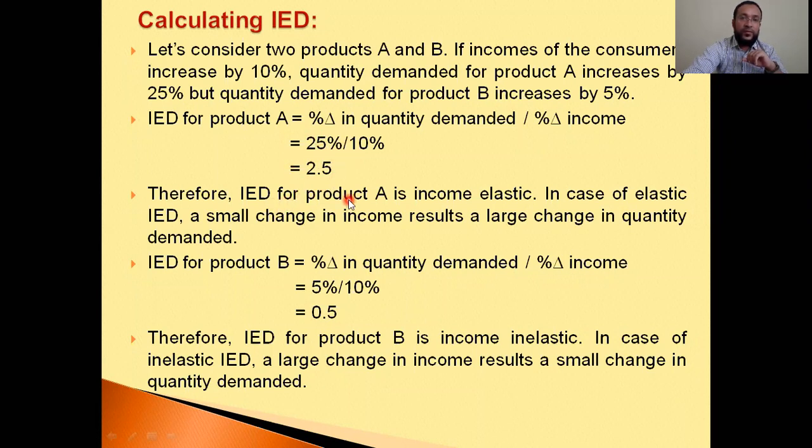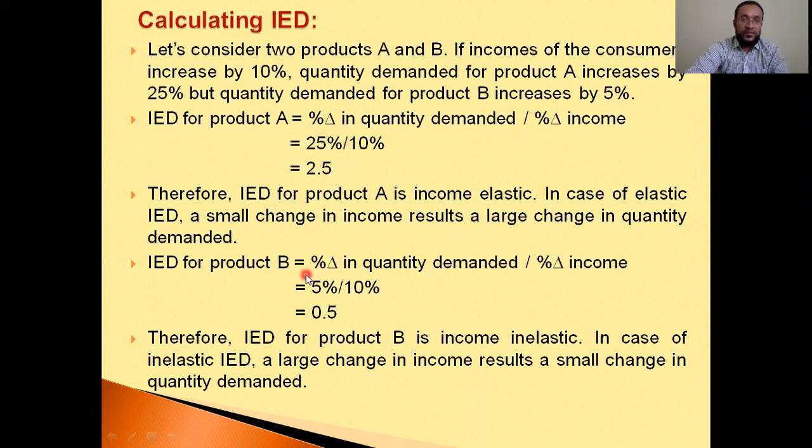Therefore, IED for product A is income elastic. In case of elastic IED, a small change in income results in a large change in quantity demanded. It is clear here, income increased by 10%, but quantity demanded increased by 25%. So it is income elastic IED.